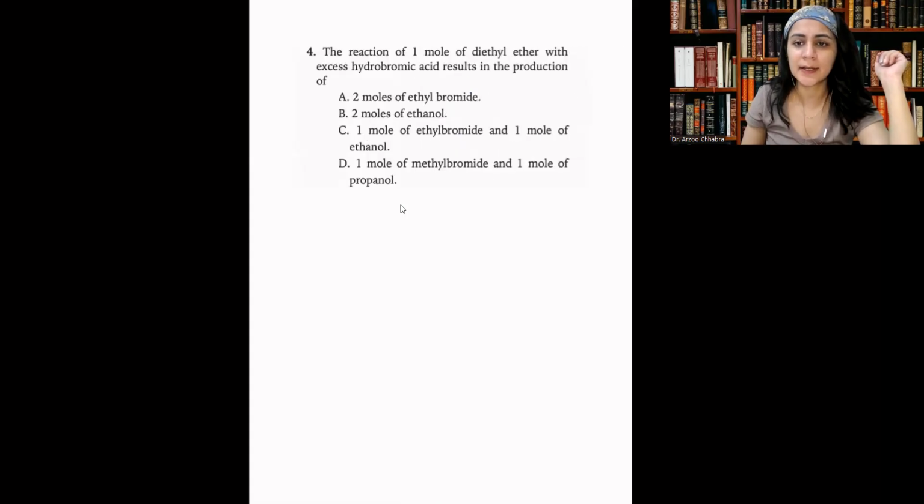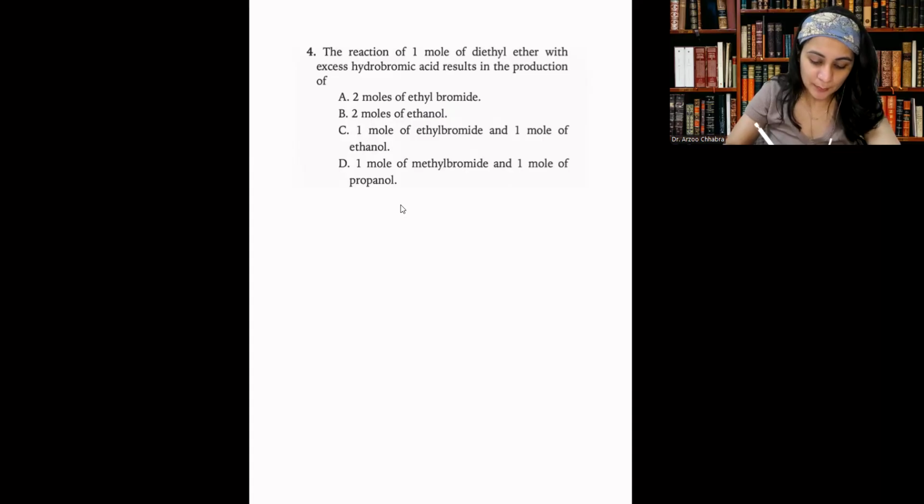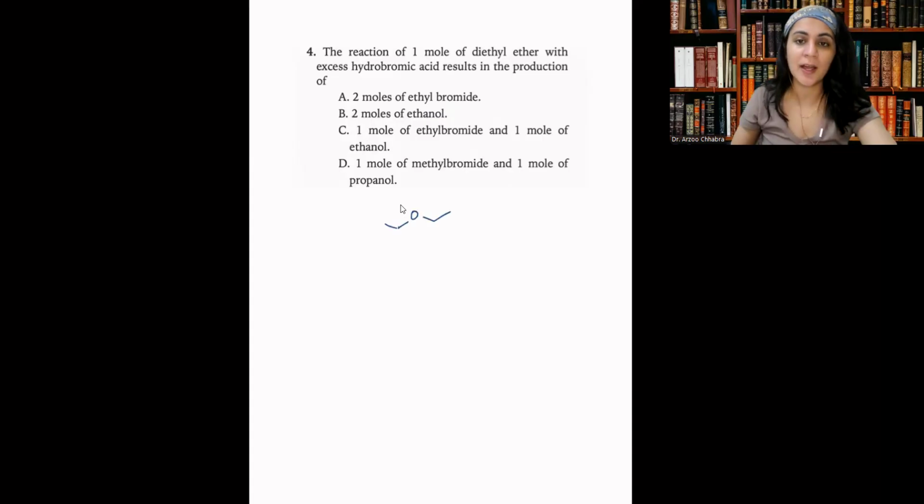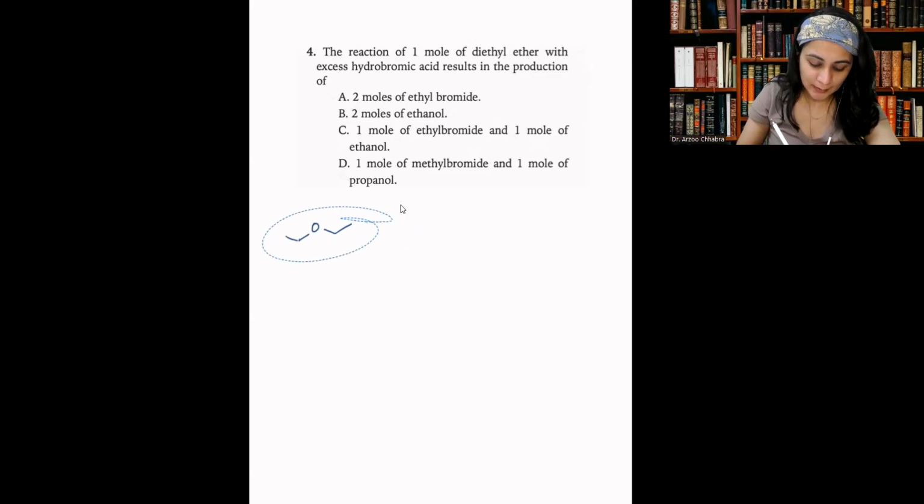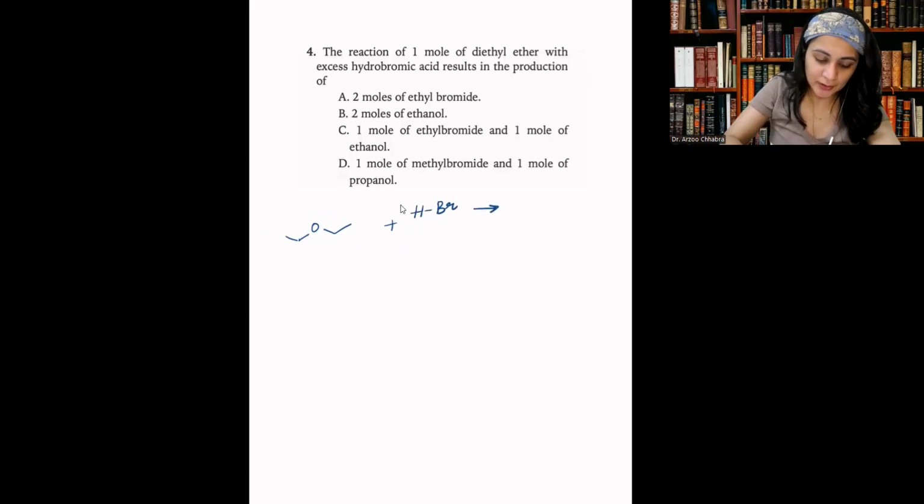Okay, all right, next problem. The reaction of 1 mole of diethyl ether with excess of hydrobromic acid results in the production of... Okay, so we have hydrobromic acid and we have diethyl ether. So this is the structure of diethyl ether with excess of HBr. What will result in the production of what?